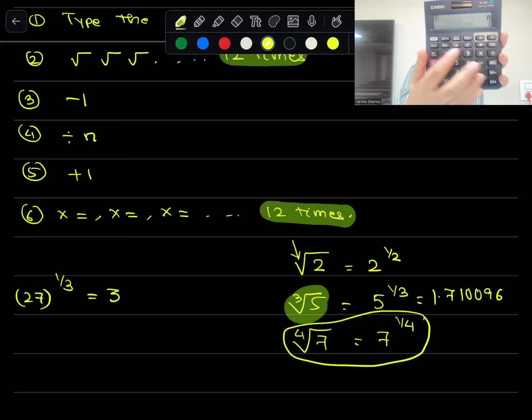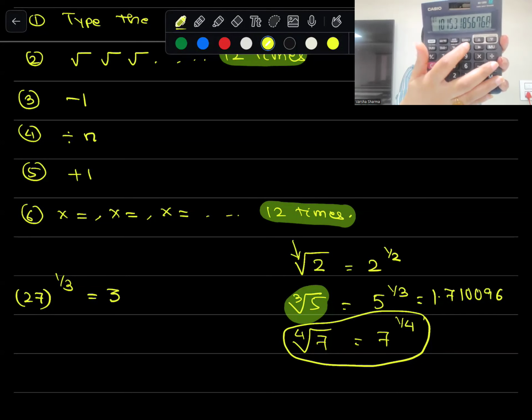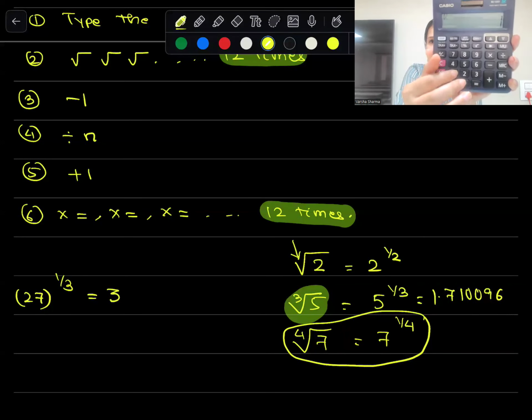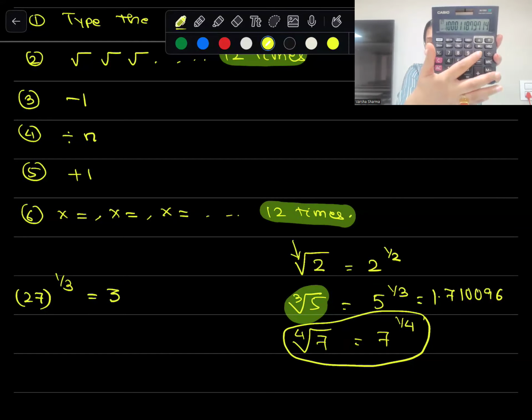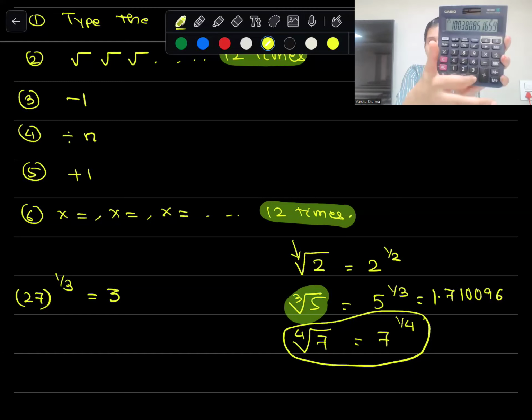So 7 root over 12. Subtract 1, divided by 4. Add 1. Now multiply equal to 12 times.